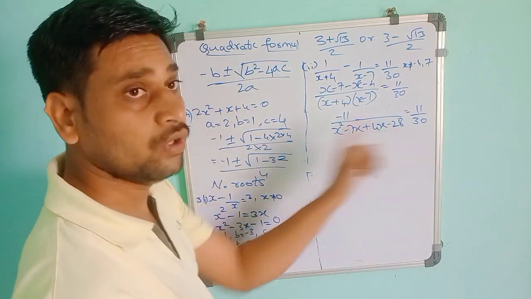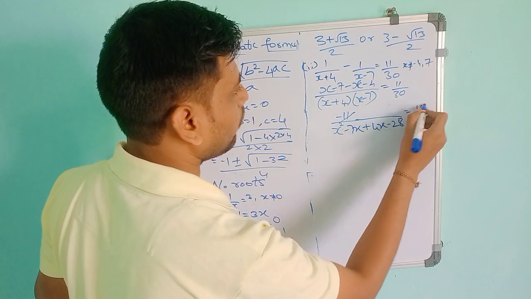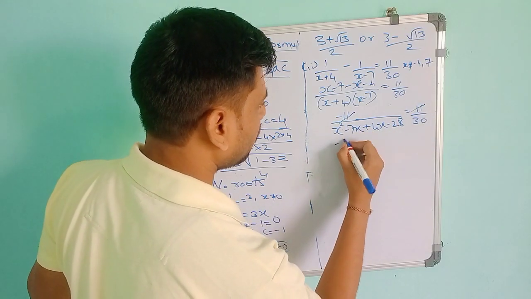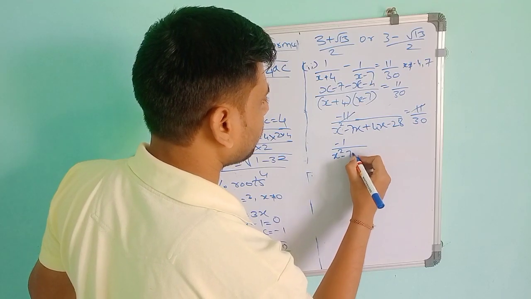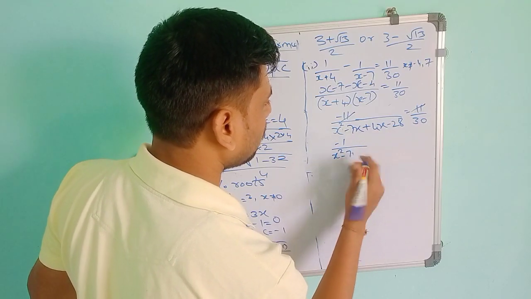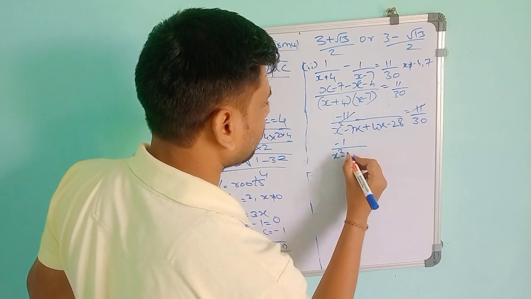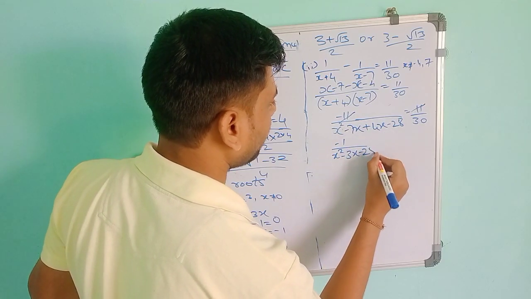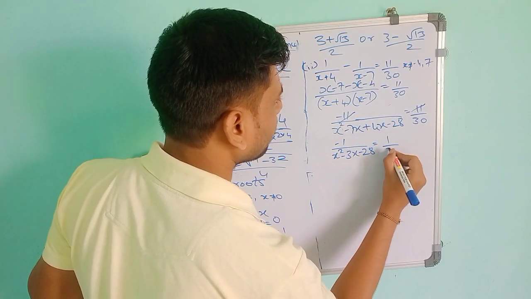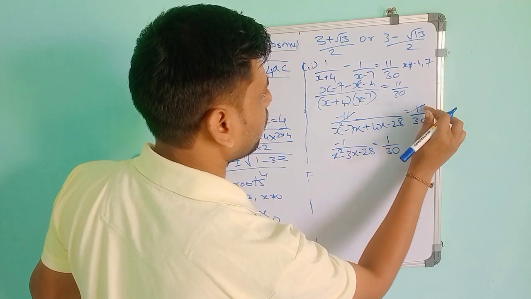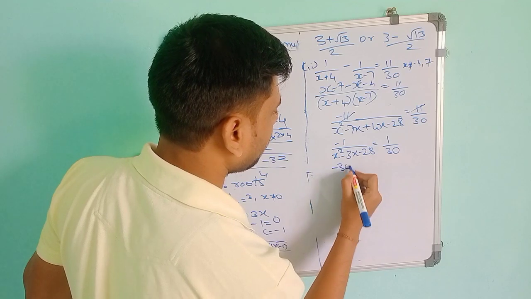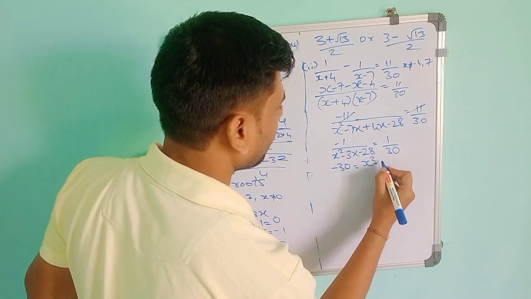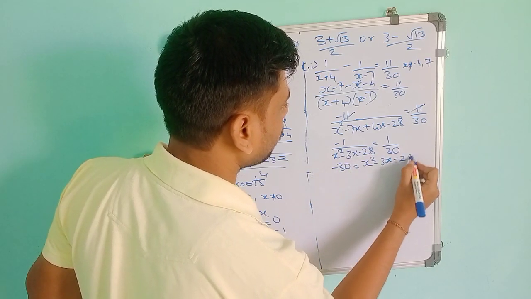Numerator and denominator to denominator. So 11 will be cancelled. So it will be 1 minus 1 divided by x square minus 7x plus 4x, which is 7 minus 4, 3. So x square minus 3x minus 28 is equal to 1 by 30, because 11 cancelled, so it will remain 1. So cross multiplication, it will become minus 30 is equal to this one, x square minus 3x minus 28.